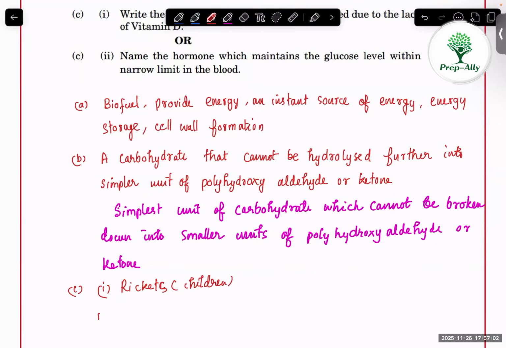Or you can also write osteomalacia, which is basically for the adults. You can also write that. You will be getting the marks for any of them. This is OR, any of them, because there are no other deficiency diseases caused by the deficiency of vitamin D in your textbook. So if you write either rickets or osteomalacia, you'll be getting 1 mark.